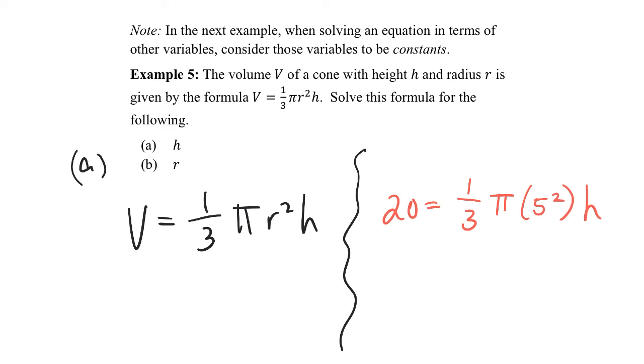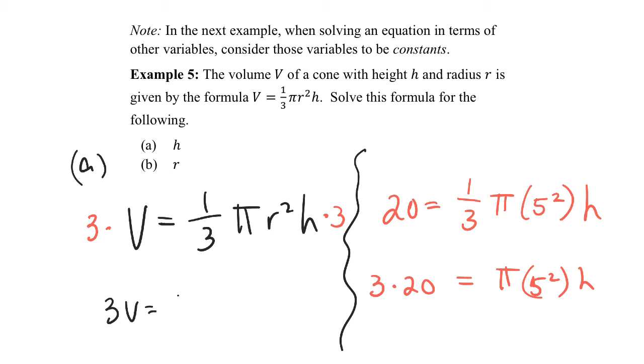Multiply both sides by 3. So I would do that over here. This would become 3 times 20 equals pi. And I'll leave 5 squared alone because I know I can't square the r. I'm just going to leave it the way it is. I know it's 25. I'm leaving it. So I would multiply both sides by 3. Please do that on the side over here. The next line becomes 3V equals pi r squared h.